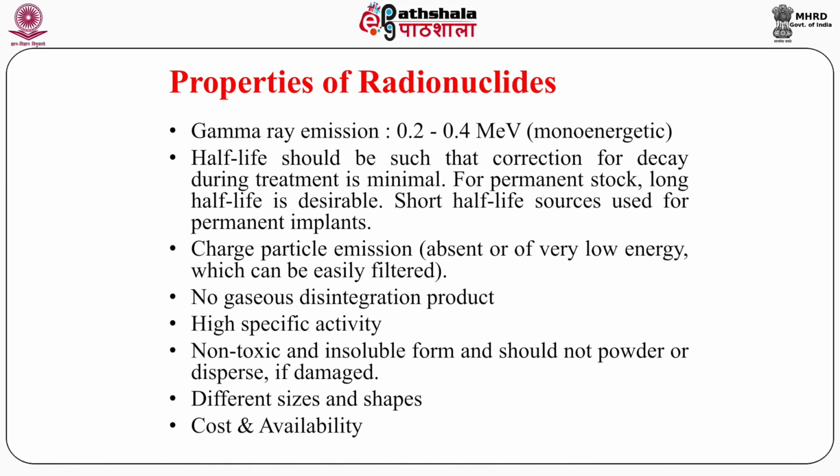Now the radionuclides which are used in brachytherapy must have some properties. We generally use gamma ray emission, the radionuclides which emit gamma rays of energy 0.2 to 0.4 MeV, monoenergetic energies. Half-life should be such that correction for decay during treatment is minimal. For permanent stock, long half-life is desirable. Short half-life sources are used for permanent implants.